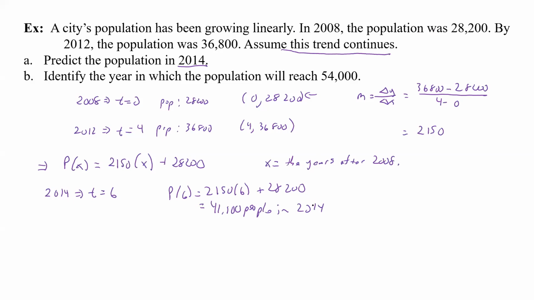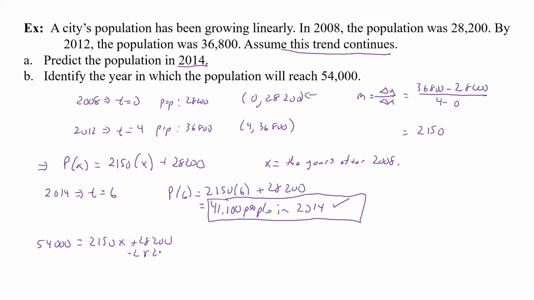All right, so that's what we wanted for the first part, part A, and that is our first answer. Now the next one says identify the year in which the population will reach 54,000. Well, that's the population, so 54,000 equals 2150x plus 28,200. So we'll subtract 28,200.